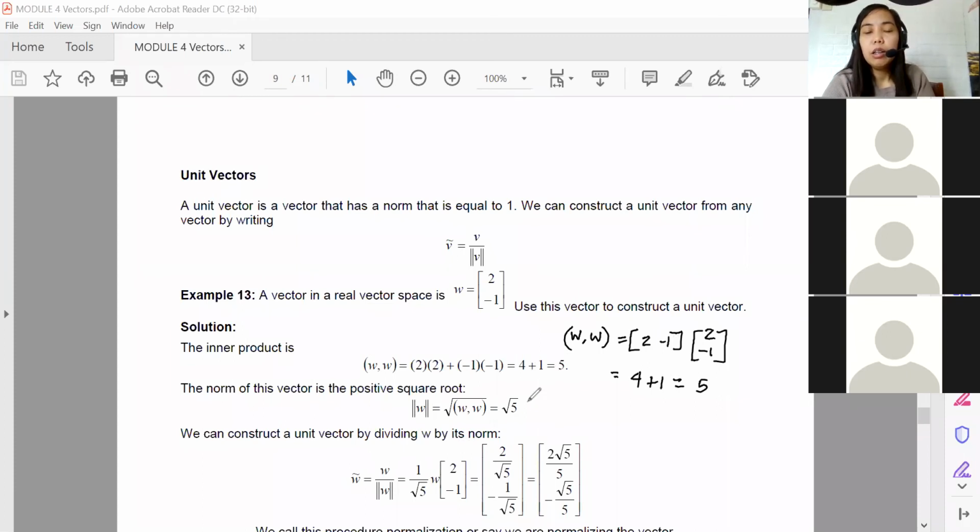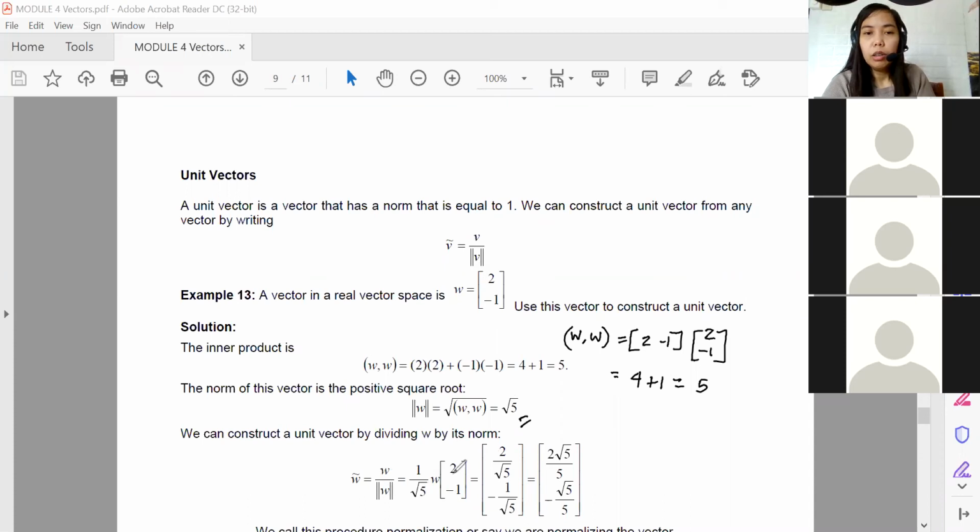Okay, and then we know that norm is the square root. Dahil sa sarili naman to, the square root of this. So we'll have square root of 5. And then how to get the unit vector, just follow this formula: W over the norm. And our norm is equal to square root of 5, multiplied by the given vector W, 2, -1.